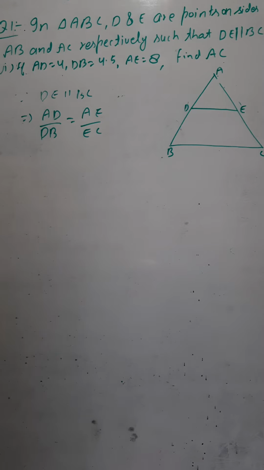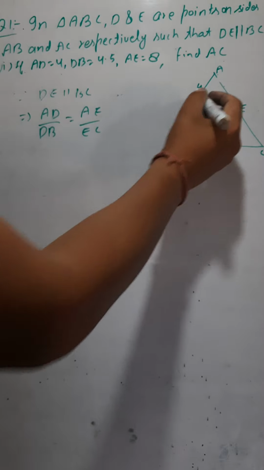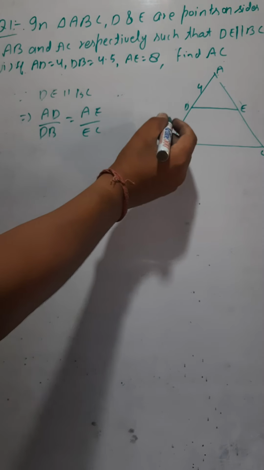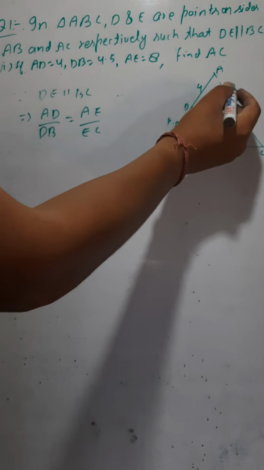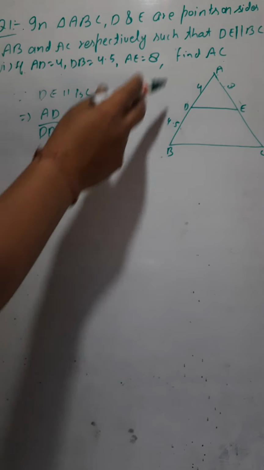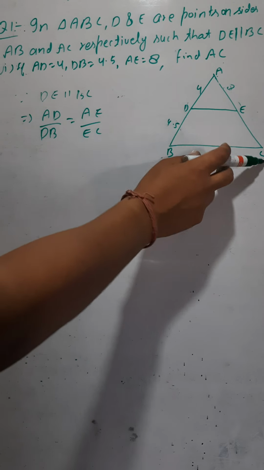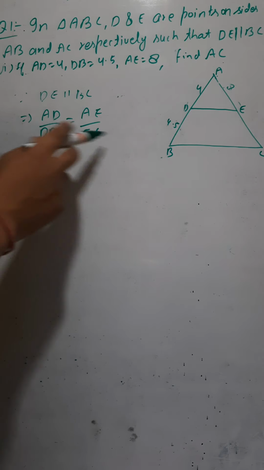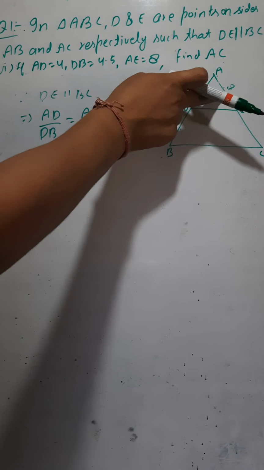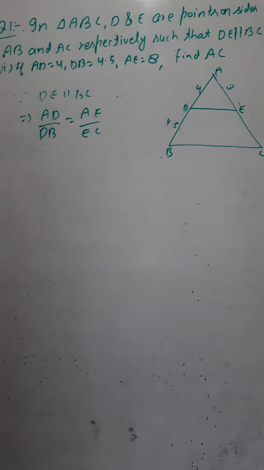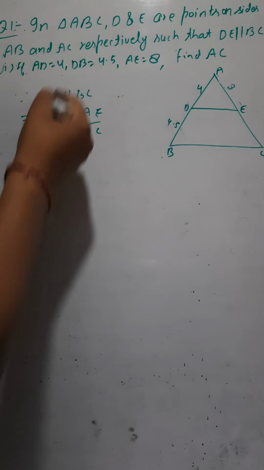Now this is the next question. Question is, if AD is 4 centimeter, this side has been given to you as 4. DB, that means this much, is 4.5. AE has been given to you as 8 centimeter. What you have to find out? You have to find out this complete AC. So before finding out complete AC, you would find out EC. By cross multiplying, you would find out the EC. If you get the value of EC, you would add that value to 8, and you would get the complete AC. Yes or not? You can try it yourself. Like here AD is how much?